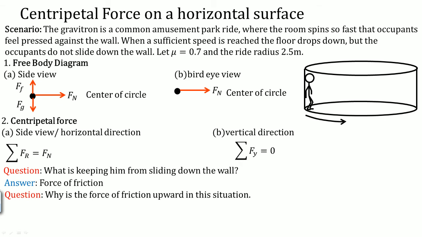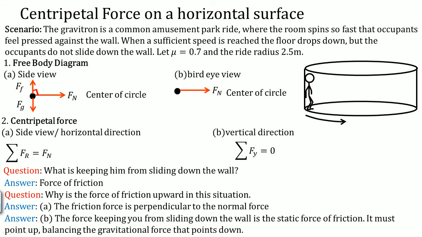But wait, why is the force of friction in this situation upwards? There are two answers. The first one is that the friction force is always perpendicular to the force normal. That is one explanation. But also notice that in theory the person is supposed to drop down. The force keeping the person from sliding down the wall is the static force of friction. It must be pointing up to balance the force of gravity pointing the person down.